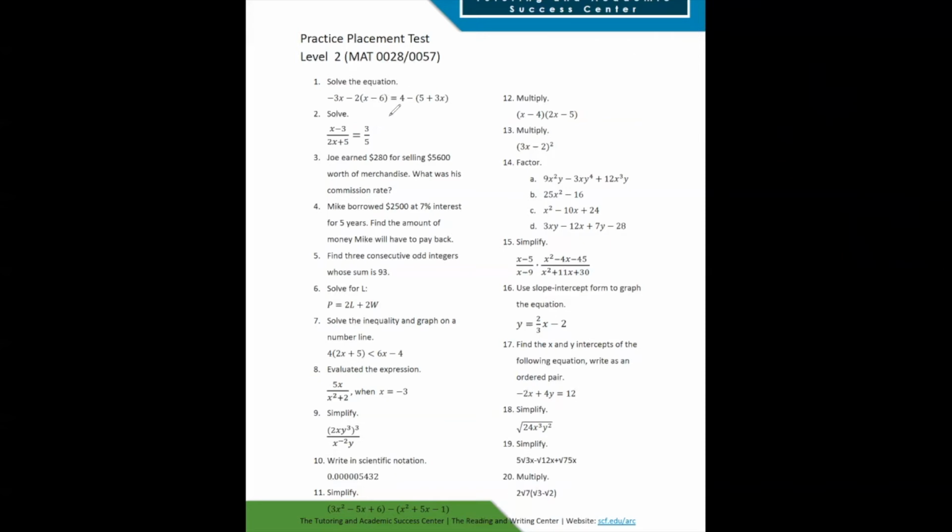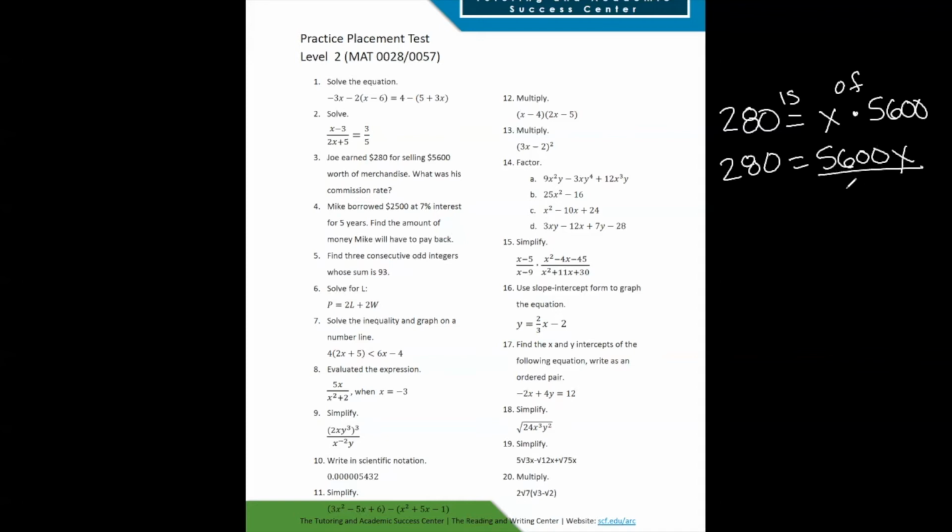Number 3 says Joe earns $250 for selling $5,600 worth of merchandise. What was his commission rate? Well, that's going to be a percentage. That's like saying $280 is what percent, so x, because that's what you're solving for, of 5,600? Of means multiply, and 5,600 is the total. So the way that we would normally see this is 280 equals 5,600x.